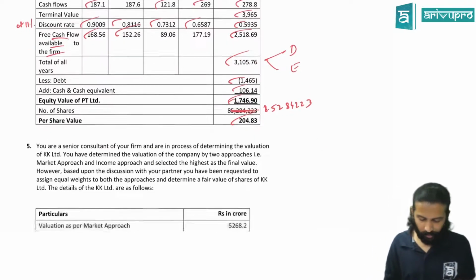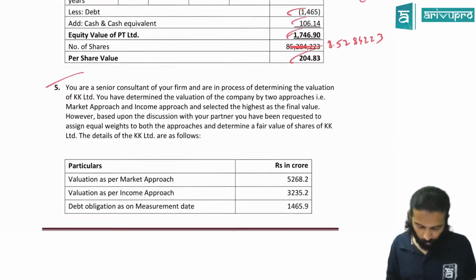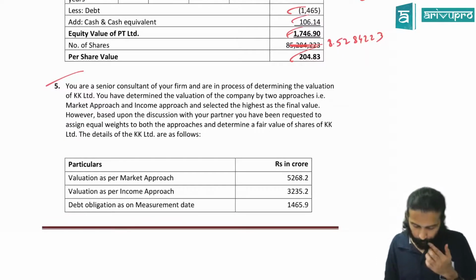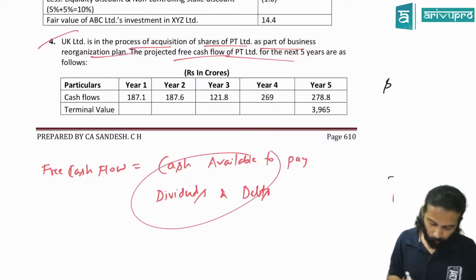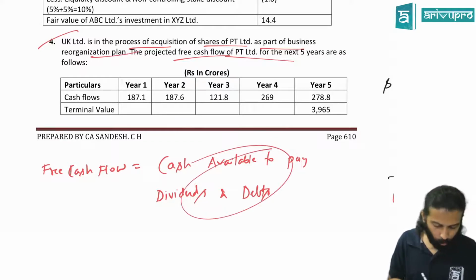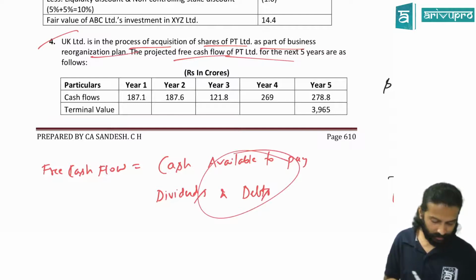We have one more. Normally, when we say free cash flows, it's free cash flows for shareholders, right? Why are debt holders included? The definition of free cash flow is the amount available to pay dividends and debts to both. Free cash flow is for debts also. At least it is interpreted this way.